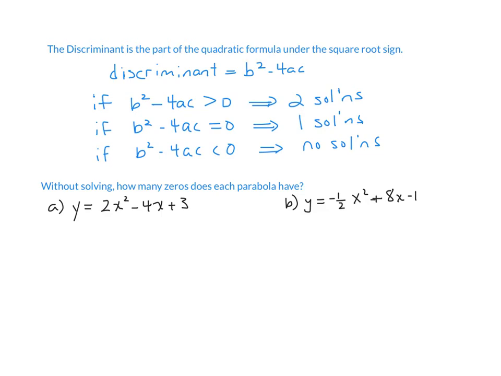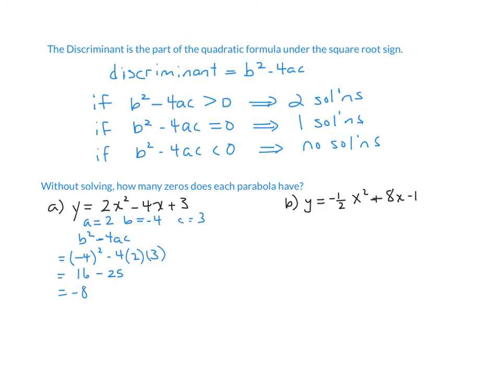All right, and with the magic of technology, I have my question: without solving, how many zeros does each parabola have? So I want to know what that value of the discriminant actually is equal to. So my A is 2, my B is -4, and my C is equal to 3 here. I'm just going to check the value of b squared minus 4ac. We just want to see what that's equal to. So (-4) squared minus 4 times 2 times 3. That's going to give me 16 minus 4 times 2 is 8, times 3 is 24. That's going to give me -8.